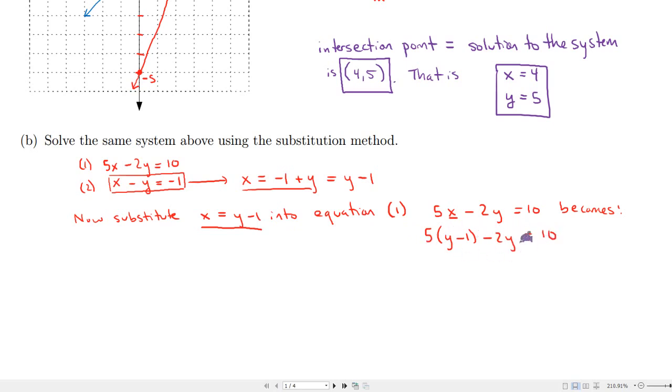And you see, now I only have y. So this is actually going to tell us what y actually is. So distributing the 5 and simplifying. So 5y minus 2y is 3y minus 5 is equal to 10. And then I can add the 5 over here.